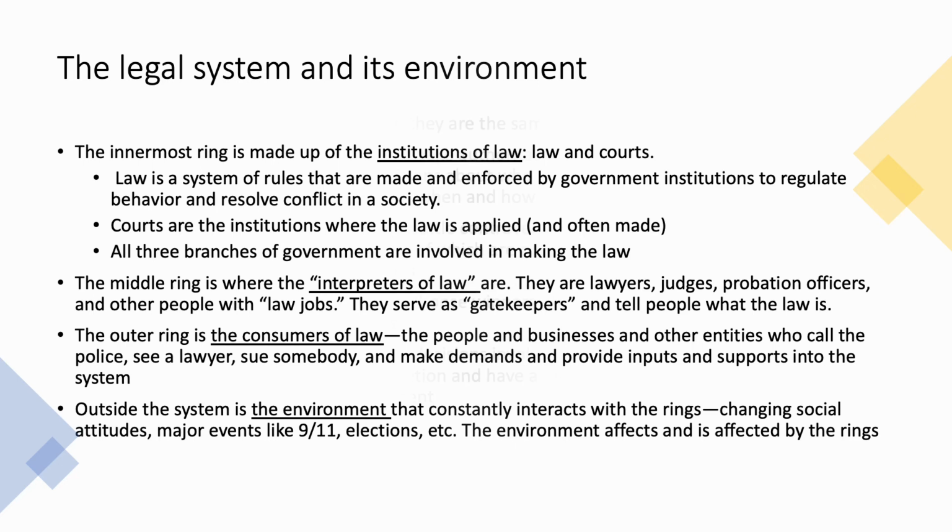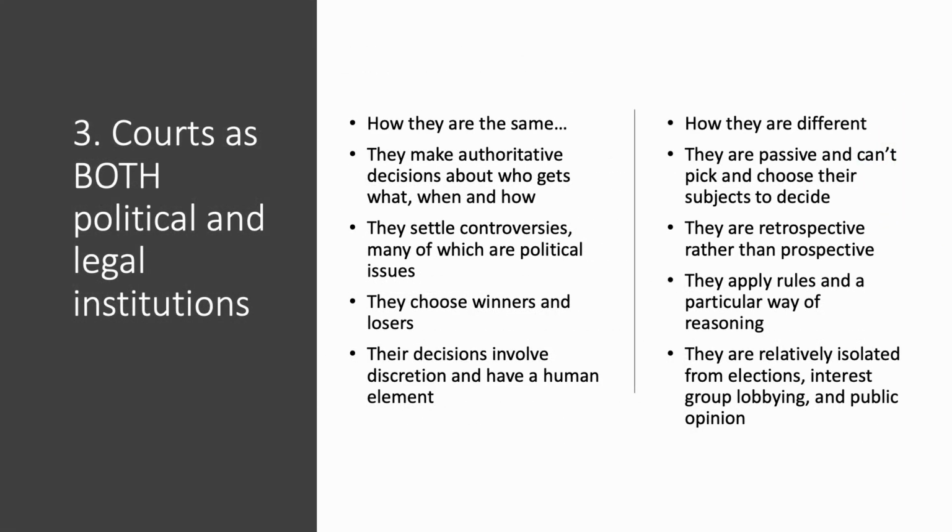Now, lastly, let's look at the courts as both political and legal institutions. In other words, this is where I think the truth lies, in the intersection of the two. They are the same in some ways, right? They make authoritative decisions about who gets what, when, and how. They settle controversies, many of which are political issues. They choose winners and losers in our society. And their decisions involve discretion and interpretation, and they always have a human element because they're always made by people.